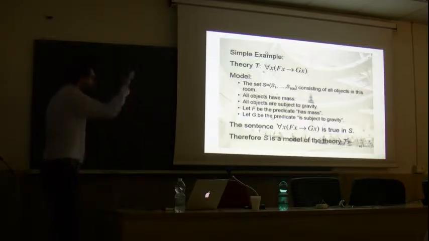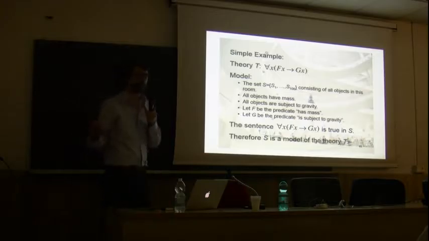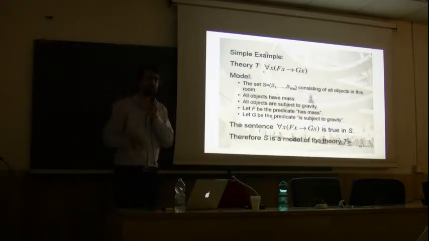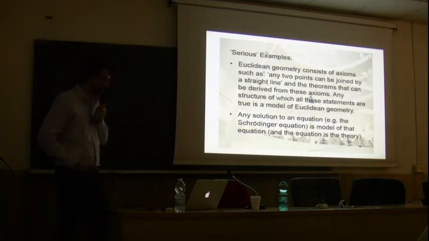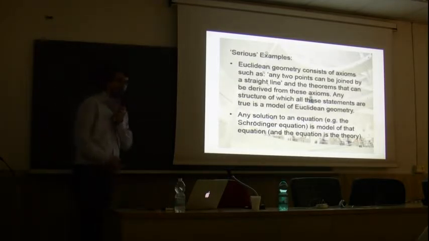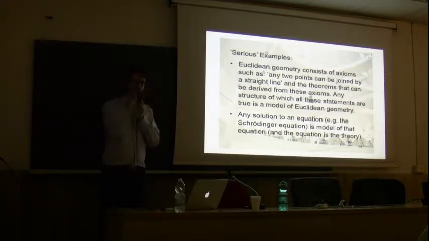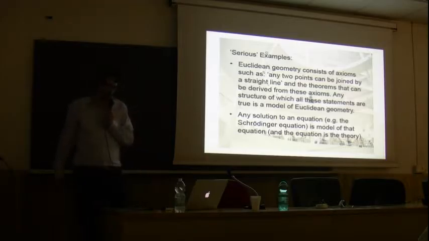So that is the basic idea. You find a set of objects that makes the statement of a theory true. That's the notion of a model that's at work in formal logic. And you can then formulate that more carefully, but I just tried to give you the intuition.